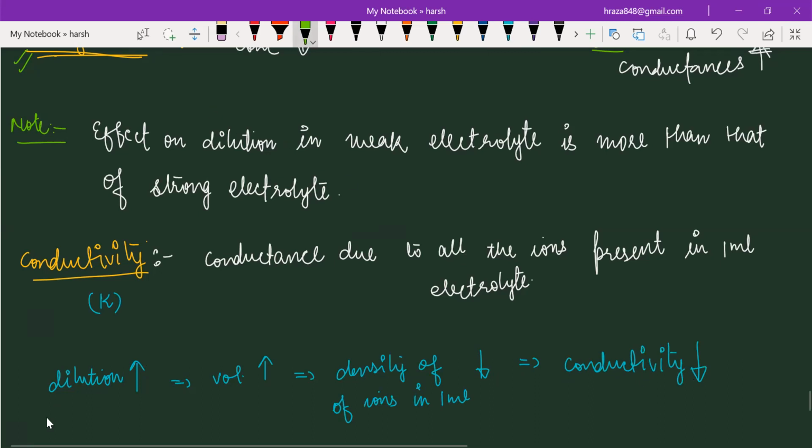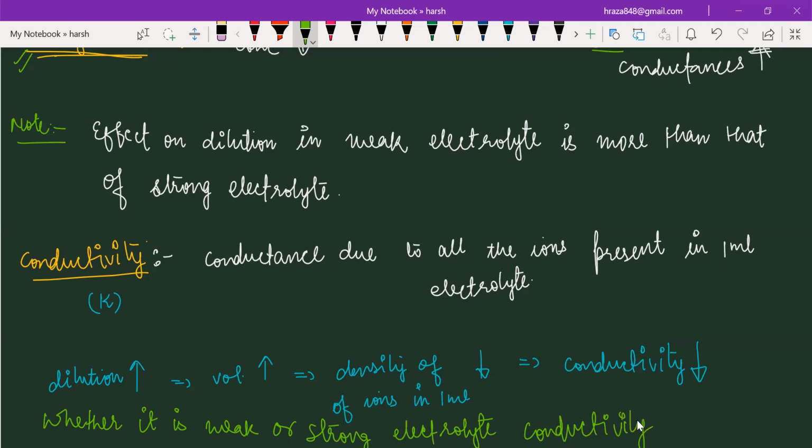So whether it is a weak or a strong electrolyte, conductivity decreases on dilution. It's very easy. Done, sir. Very good.